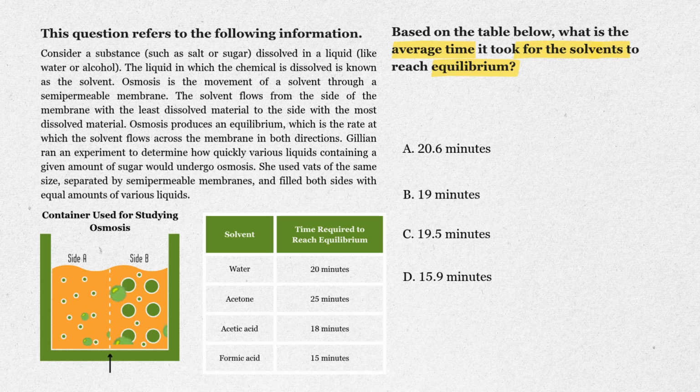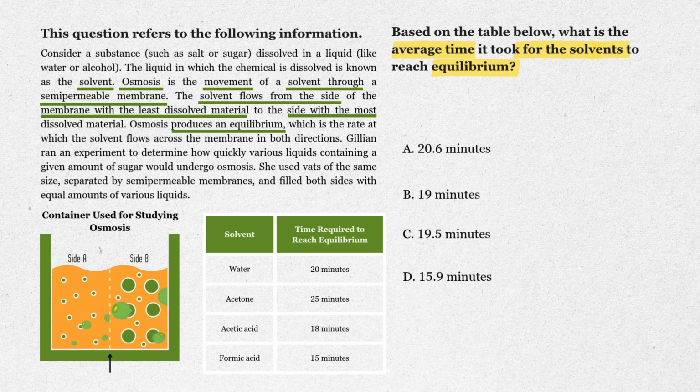Consider a substance, such as salt or sugar, dissolved in a liquid, like water or alcohol. The liquid in which the chemical is dissolved is known as the solvent. Osmosis is the movement of a solvent through a semi-permeable membrane. The solvent flows from the side of the membrane with the least dissolved material to the side with the most dissolved material. Osmosis produces an equilibrium, which is the rate at which the solvent flows across the membrane in both directions.